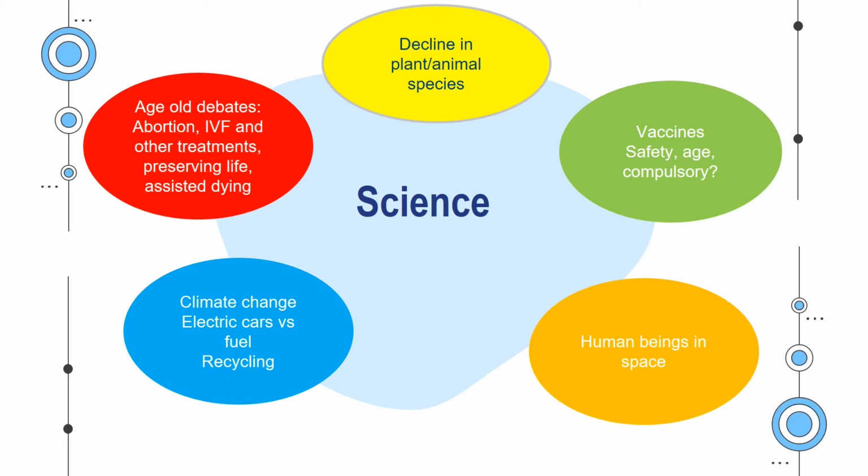So a couple that I thought about, maybe something about the decline in plant and animal species. Obviously, it's a concern. And the same with climate change. There are several debates that are out there: electric cars versus fuel. Obviously, electric cars are being considered as more environmentally friendly, but there is the issue around the battery disposal and the use of creating new batteries. There won't be an everlasting supply. Recycling as well, to what extent is that effective?